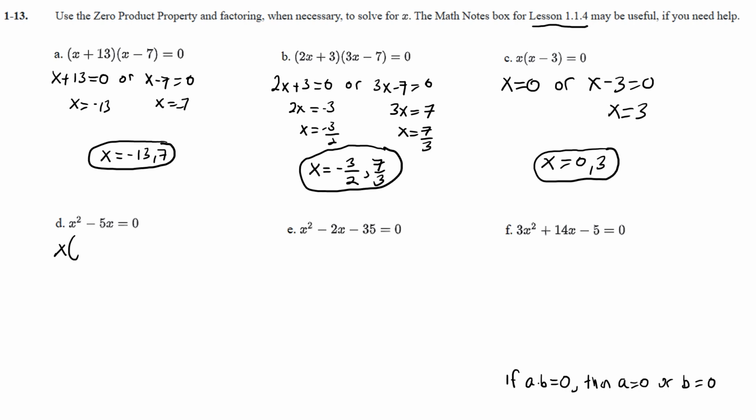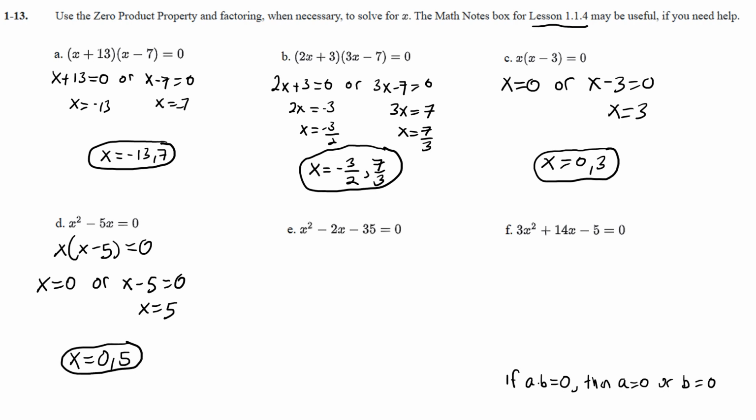So x squared divided by x is x. Negative 5x divided by x is negative 5. And so now we have a problem similar to C. We solve with the zero product property, so set the factors equal to 0. Similar to C, x equals 0 is a solution for D. Then we'll solve the second equation, x minus 5. So what minus 5 gives you 0? That's positive 5. And so the solutions to this problem are 0 and 5.